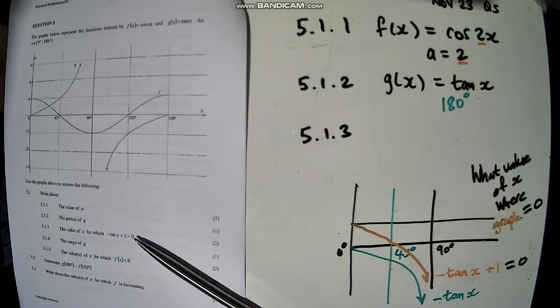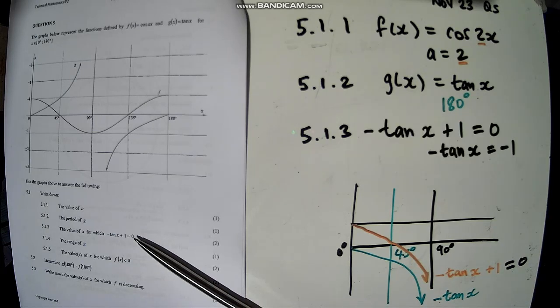Now pause the video and give it some thought. What would be the x value looking at the orange graph where that graph is equal to 0? So they're trying to say the y value must be equal to 0. What value must x be where the y value is equal to 0? Okay, that's what it's trying to say. Pause the video, think about it, write your answer.